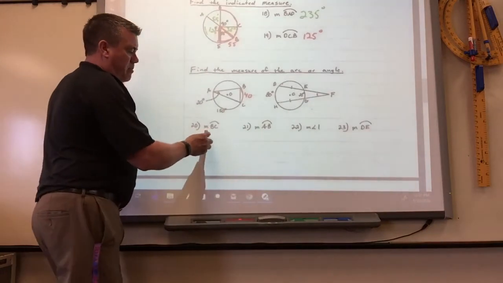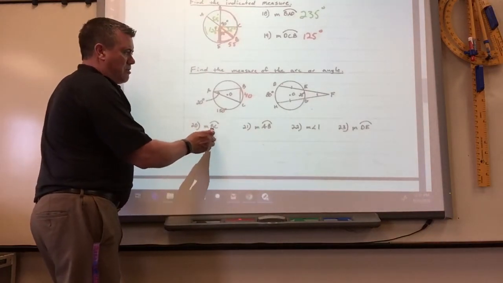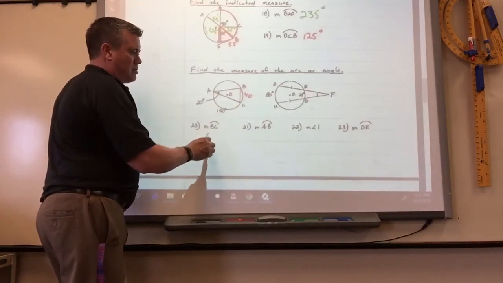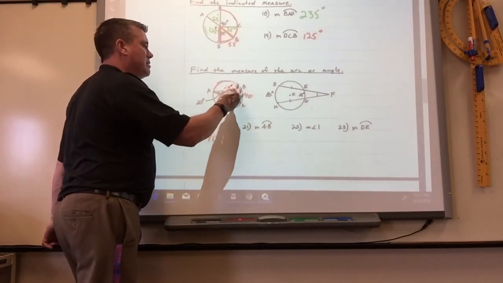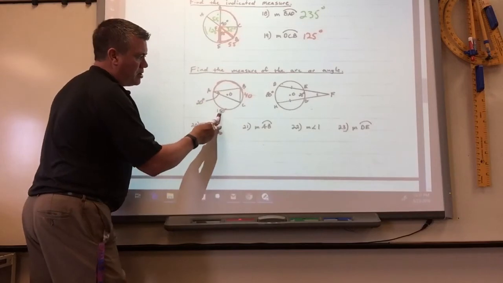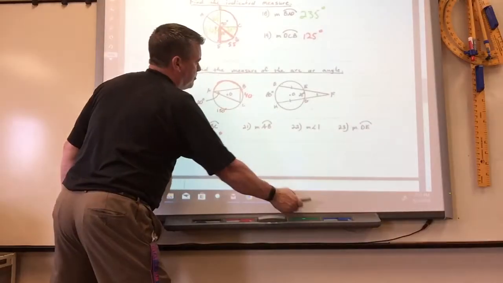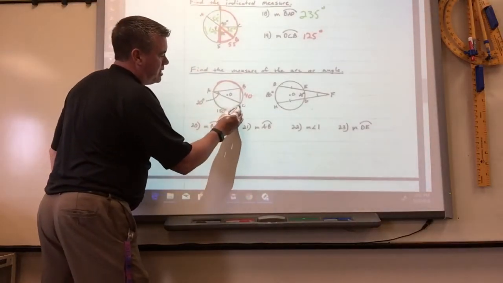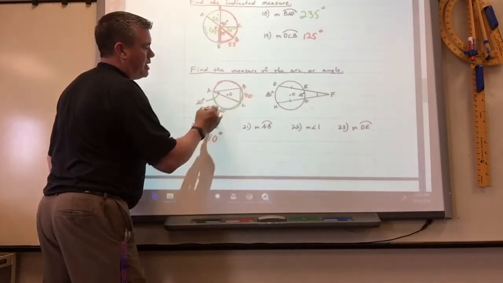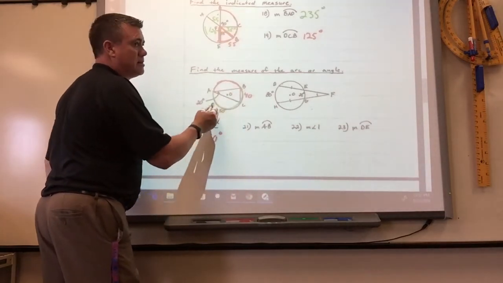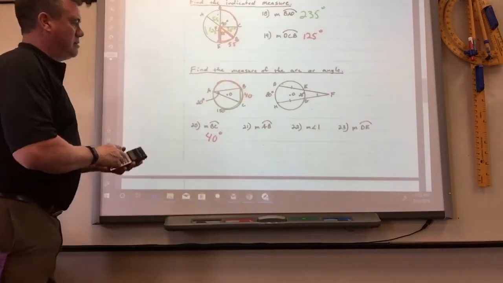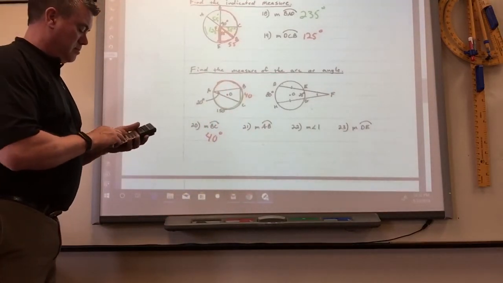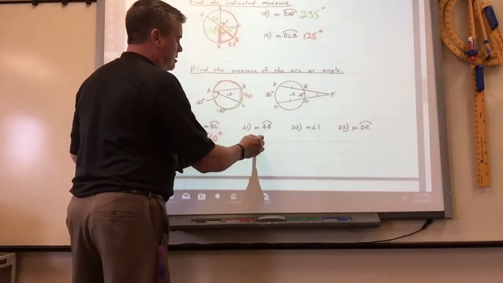So here they want the measure, that's what the M means. Measure of arc BC, we just figured out is 40. The measure of arc AB. Well, here it tells us this is 150, and that's 40, so that makes 190. So you just do the circle minus 190. 170, yeah.